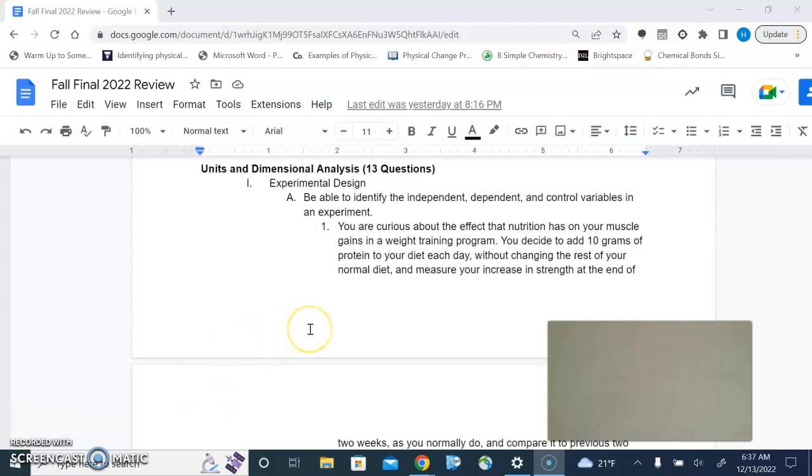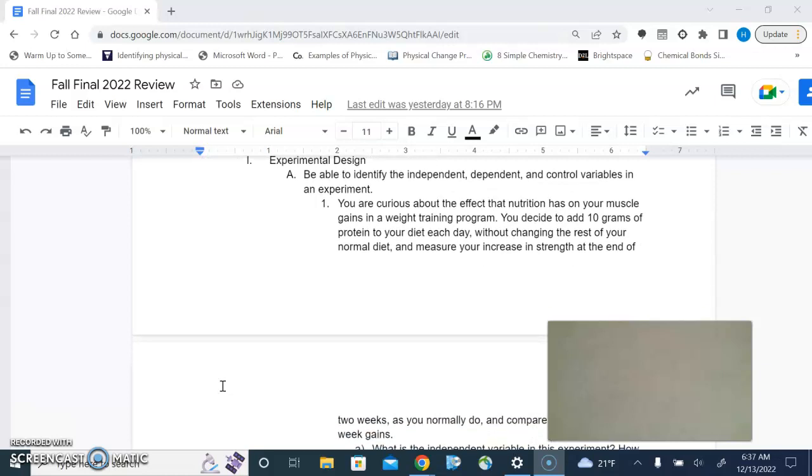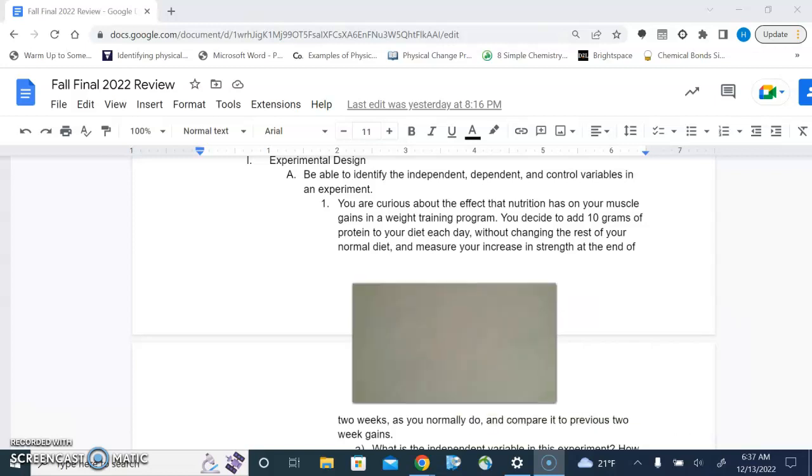Great, so this video is on units in dimensional analysis, that topic where we talked about experimental design and did the beaker basket stuff and the graphing with the cars and all that sorts of stuff. So this is kind of looking at experimental design, interpreting graphs, making up experiments.